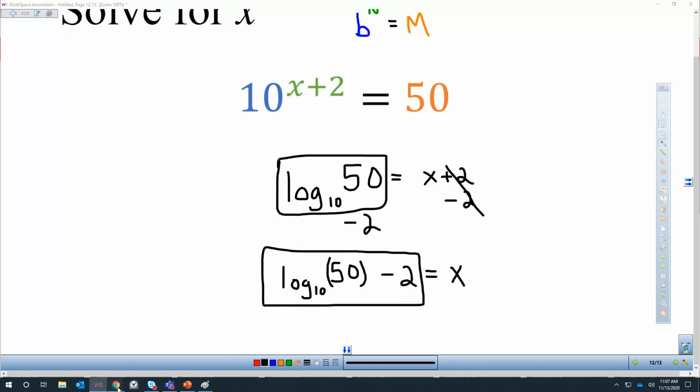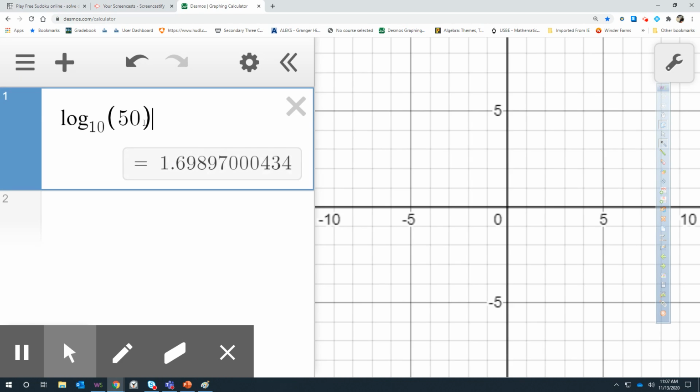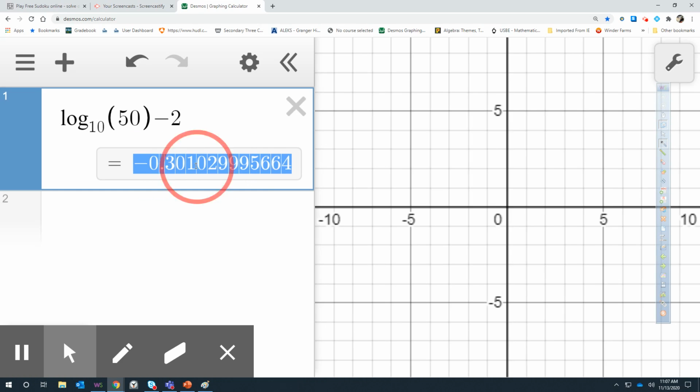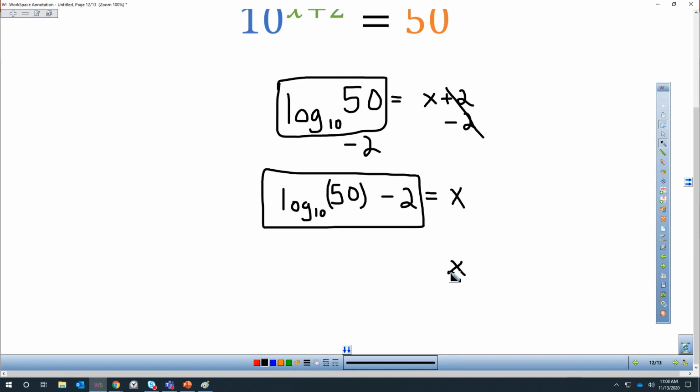Let's go ahead and do that real quick. Okay, so here we are. So log base 10 of 50 minus 2. And the answer turns out to be this decimal right here. We can just round it to 3 decimal places, it said. So negative 0.301 would be the answer that we put in. Okay, so we have x is equal to negative 0.301 rounded to 3 decimal places.